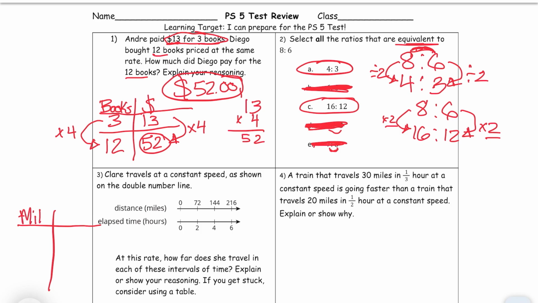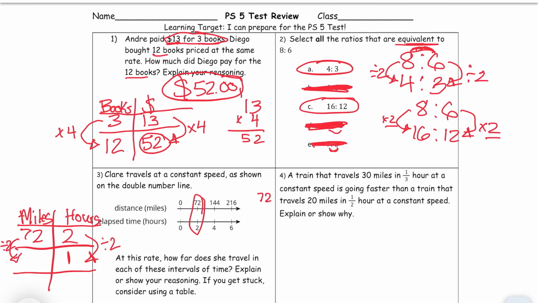So we have miles and then hours. I'm going to pick this ratio to put on my table. So I know travel 72 miles in 2 hours. So in 1 hour, I'm going to put 1 here. I know 2 divided by 2 gives me 1, so I'm going to divide 72 by 2.